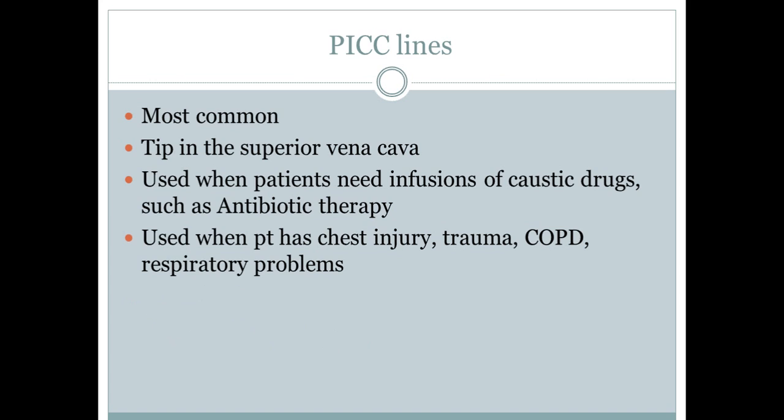First, we're going to talk about PICC lines, and then we'll talk about midlines and where they're comparable and where they're different. The PICC line is one of the most common central venous access devices used. The tip of it is going to rest in the superior vena cava. This is generally used when patients need infusions of caustic drugs such as antibiotic therapy or chemotherapeutic agents. Many times it's used when the patient has a chest injury, trauma, COPD, or other respiratory problems that might make it difficult to put a central line in their chest.